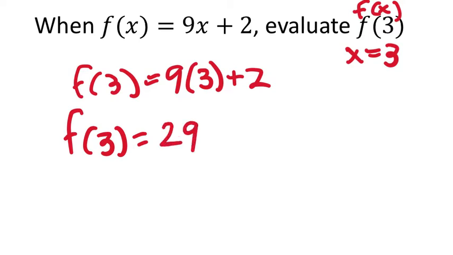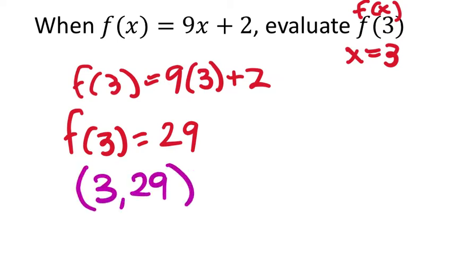Boom. By the way, this creates what we would consider an ordered pair, (3, 29), which then would allow you to graph an ordered pair for this equation because we have both an x and y value.